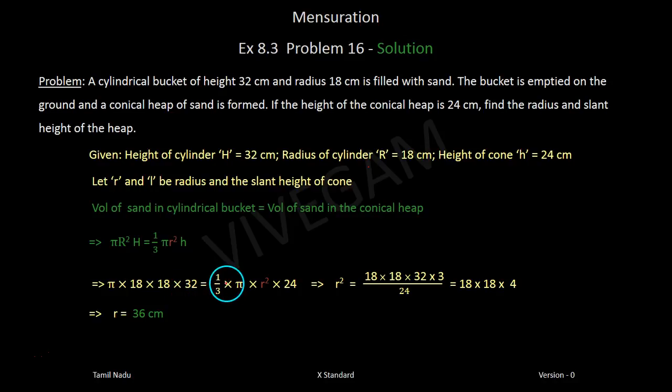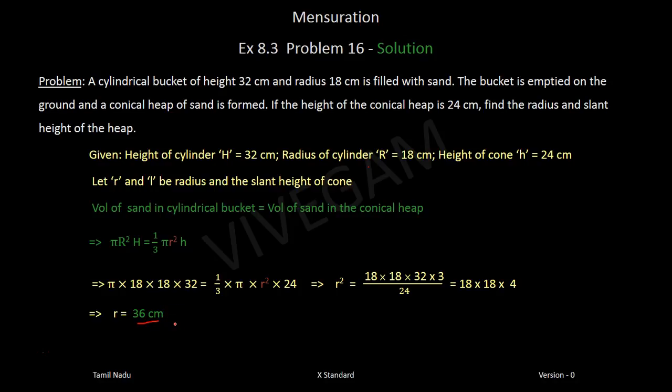This 3 will go up and 24 will come down. If you see 18 into 18, we can retain. 8 will go 3 times here and that 3 will get cancelled, and 8 is going 4 times here. So it becomes 18 into 18 into 4, that is r square. So r will be 18 taken out. Square root of 4 is 2. So 18 2s are 36. So this is the radius of the conical heap.